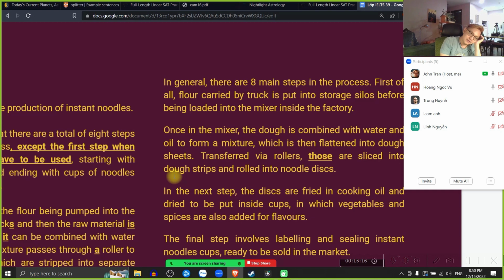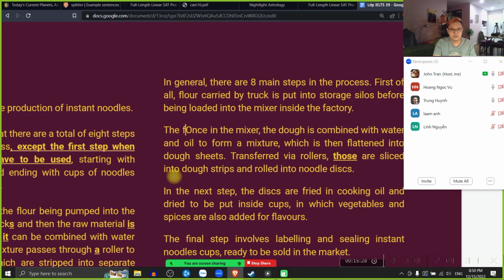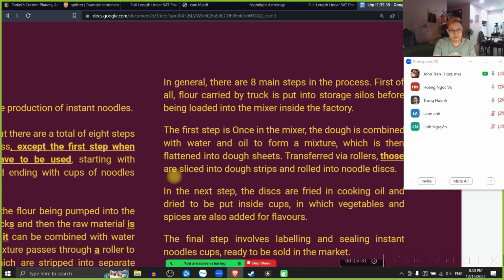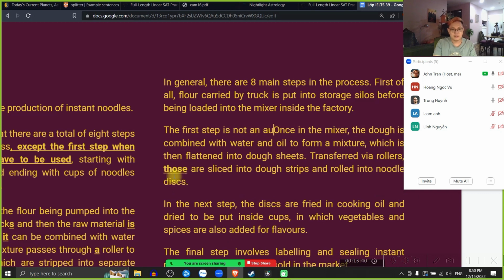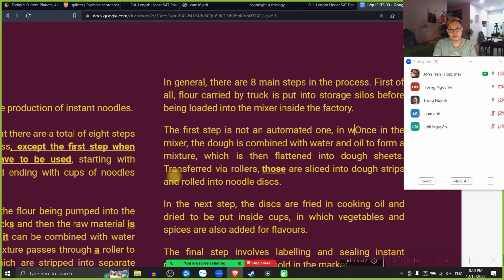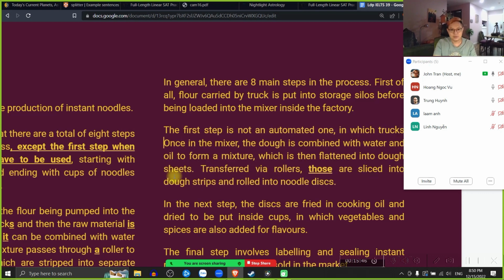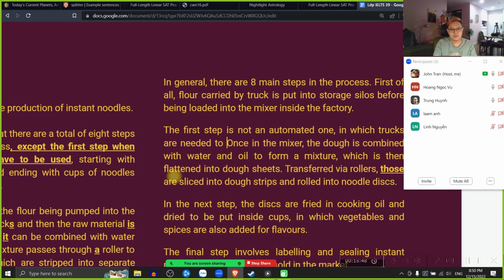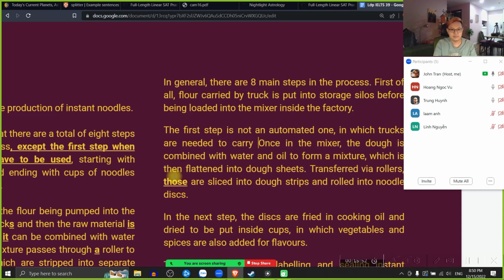You can mention that the first step is not an automated one, in which trucks are needed to carry the flour.